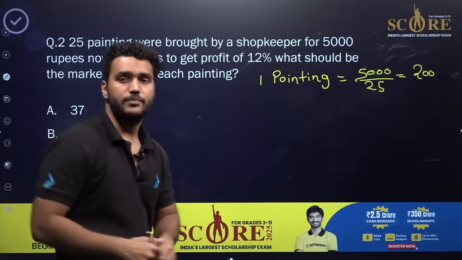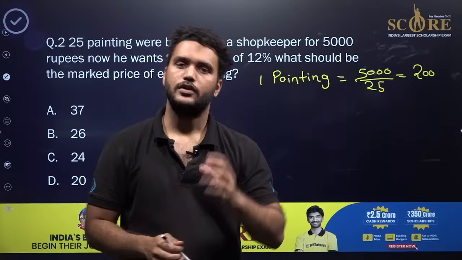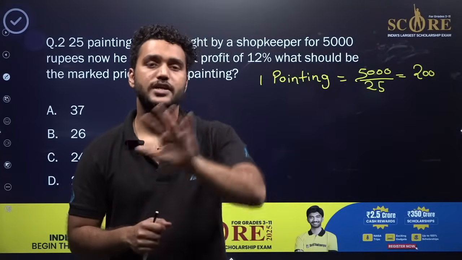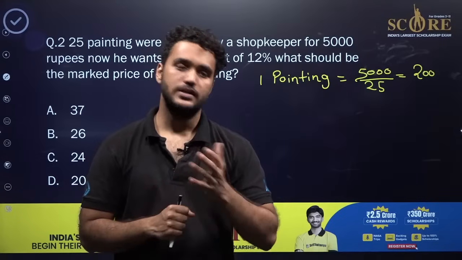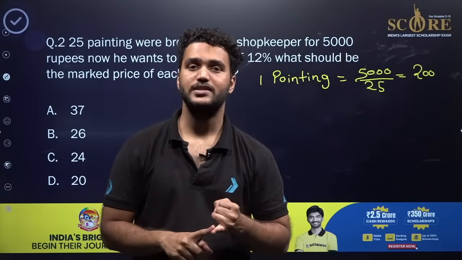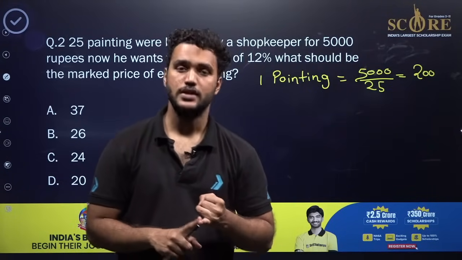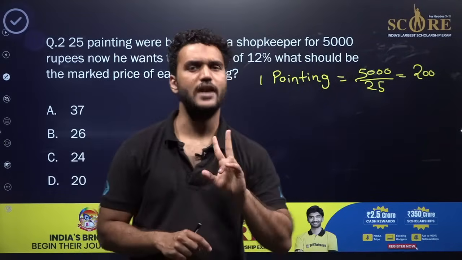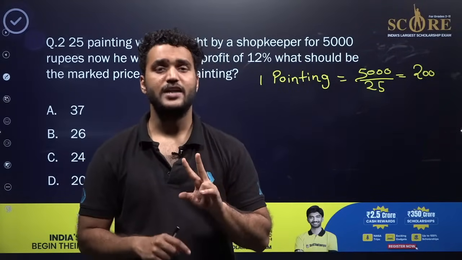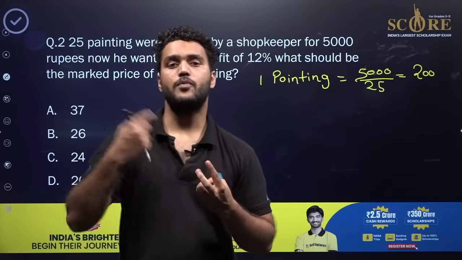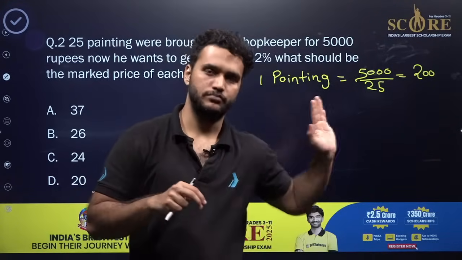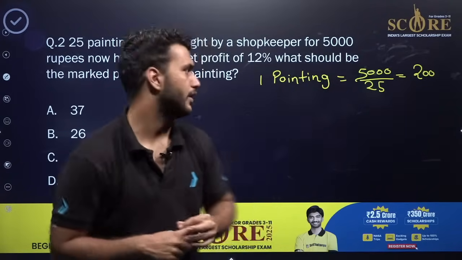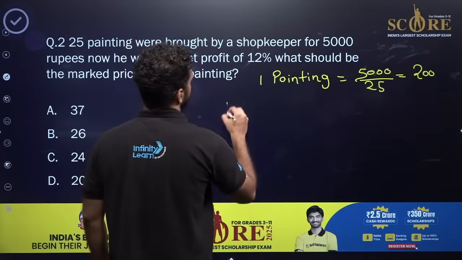What does it mean? It means he wants in return 200 plus 12% of 200. He needs to sell these paintings, but for what price? He wants the cost to be covered. The cost is 200, so at least the price should be 200. But additionally, he also wants profit. Instead of just accepting 200, he also wants 12% of 200. So what should be the marked price, the MRP?